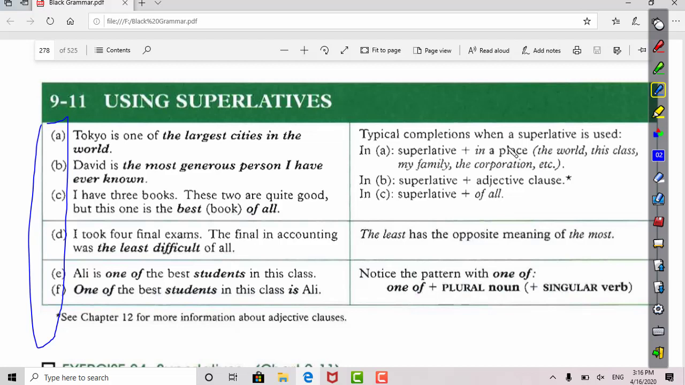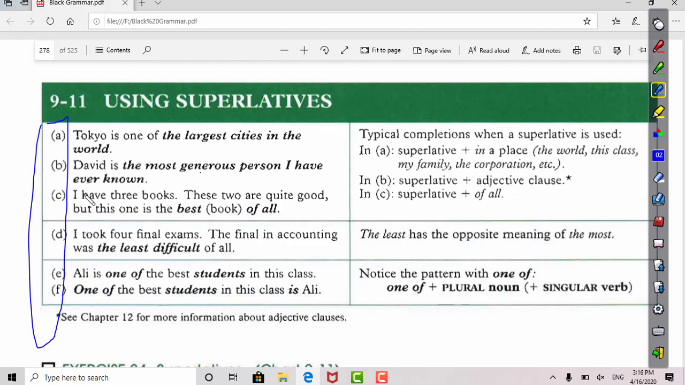Like, you are the best student. You are one of the best students in this country, something like that. Or you are one of the best singers in this country, something like that. Okay, part B here, superlative plus adjective clause, like David is the most generous person I have ever known, or David is the most handsome person I have ever known, something like that.